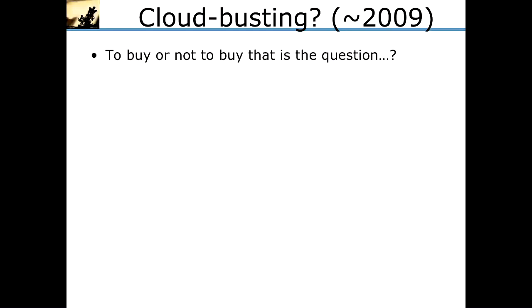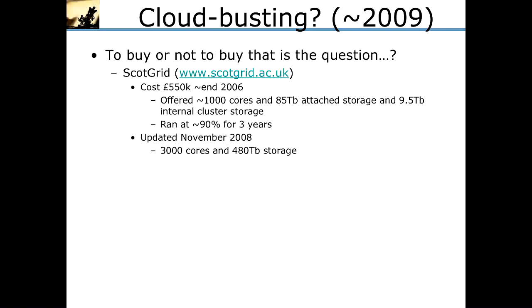So the question is, should you buy your own, or should you just pay Amazon or Azure or Google or whoever it is who's giving you the cloud? What should you do? This was a bunch of slides from when cloud was first happening, in 2009, and I was asked to give a presentation at some big conference about what we were doing with cloud. At the time, we had our own ScotGrid infrastructure, a high-performance computing system, a bit like Spartan, a bit like what you saw in the data center. It was reasonably large at the time. We had 1,000 cores, and 85 terabytes of storage, et cetera.